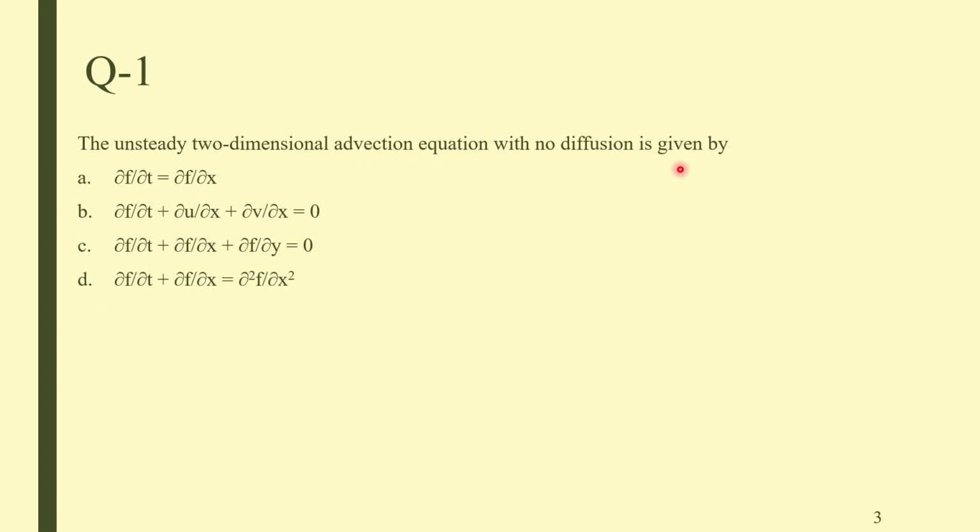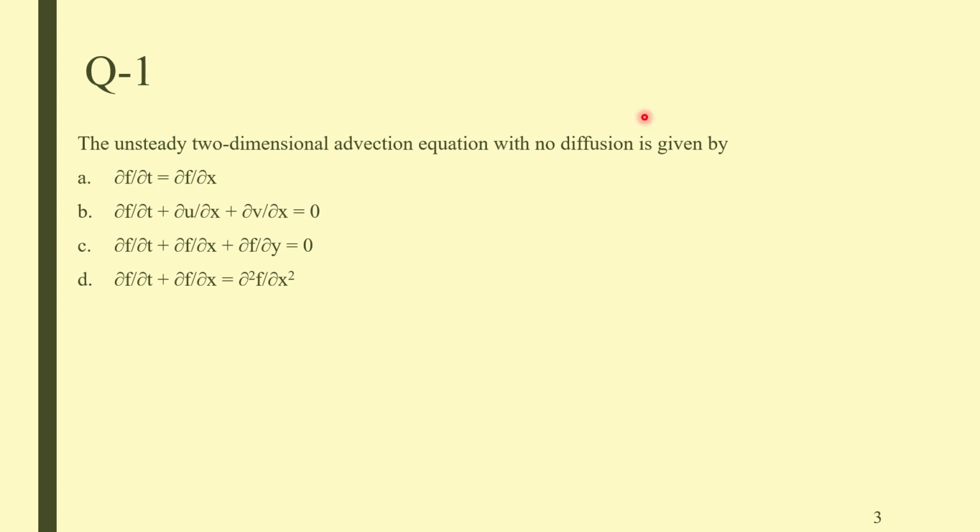What do we mean by diffusion? It is where the value of that parameter travels through the system by means of diffusion. That is absent in the given equation. If that is absent in the equation, how would the equation be?